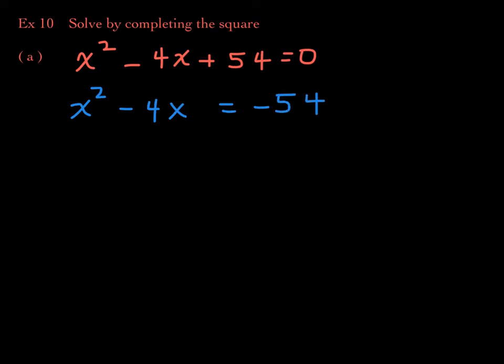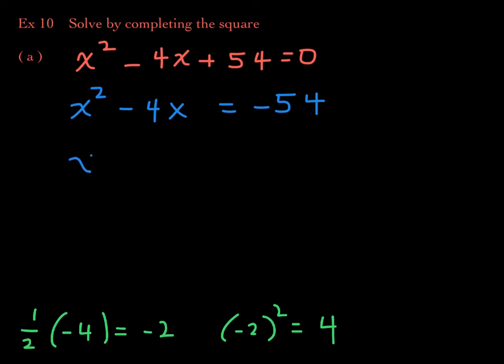Now that the leading coefficient is 1 and the variable terms have been isolated, we can complete the square. I take half of negative 4, which is negative 2, and then I square negative 2, which is 4. So 4 is the number that we're adding to both sides of our equation. Adding 4 to the left-hand side makes this a perfect square trinomial.